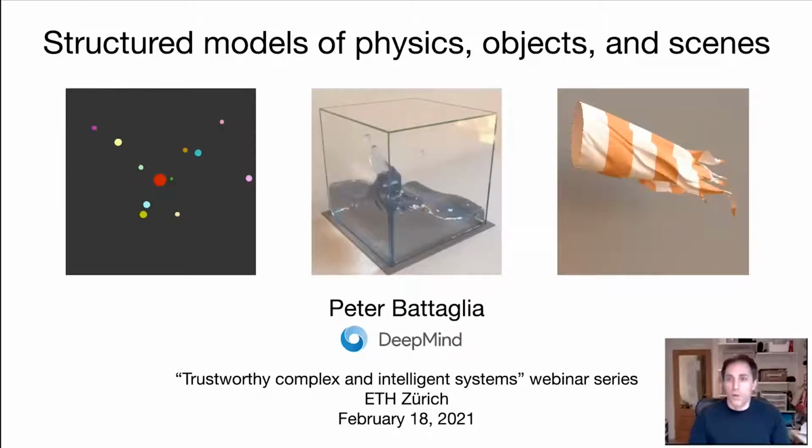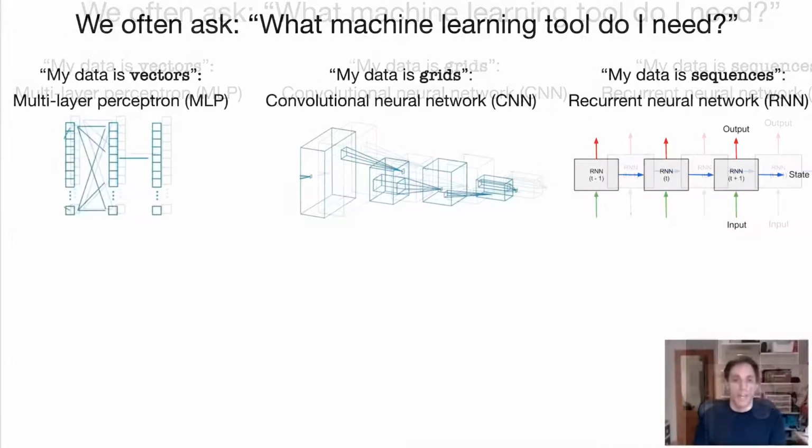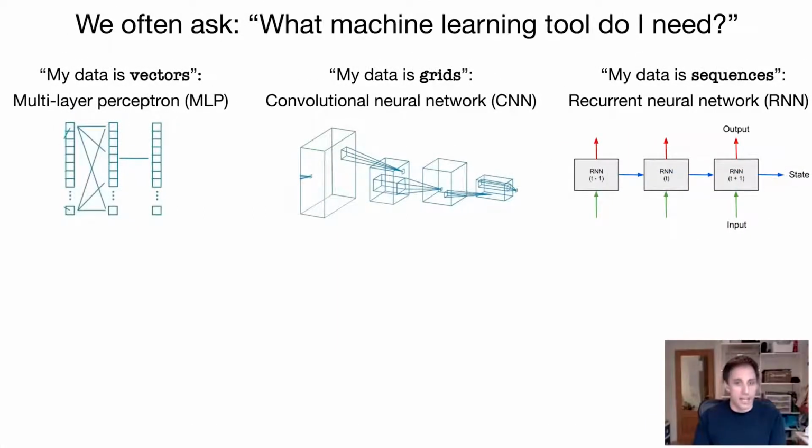Okay. So to start, we often ask ourselves when we're doing machine learning, what tool do I need? In the modern deep learning era, we often go into our toolkit and say, okay, my data is vectors, so I'm going to use a multi-layer perceptron. Then we pull up the neural network in Keras or TensorFlow or something, wire things together, and maybe do some supervised learning.